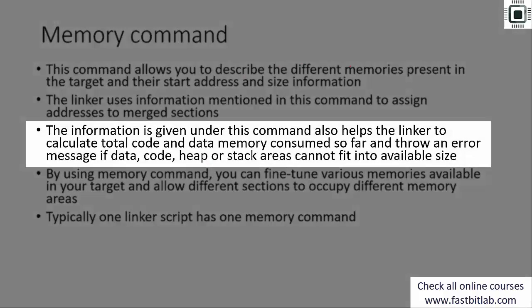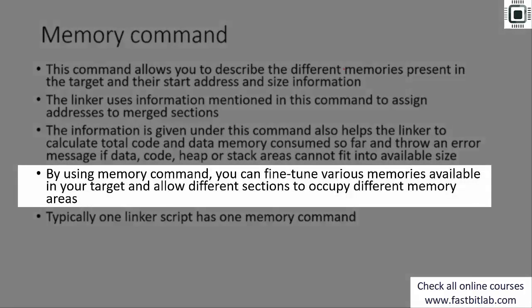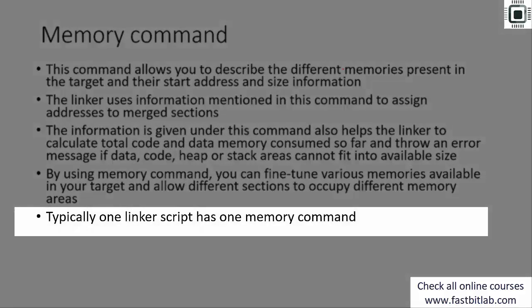The information given under this command also helps the linker to calculate the code and data memory consumed so far by the application and throw an error message if the data, code, heap or stack areas cannot fit into the available size. By using the MEMORY command, you can fine-tune the various memories available in your target and allow different sections to occupy different memory areas. Typically, one linker script has one MEMORY command. So you will generally find only one MEMORY command inside a linker script.